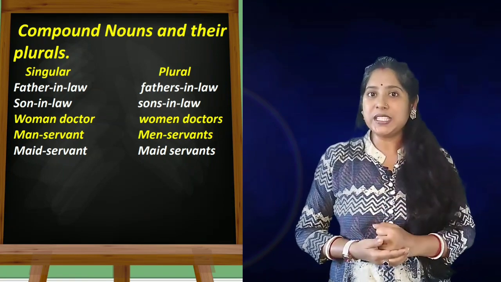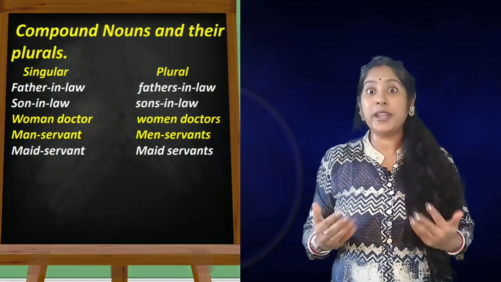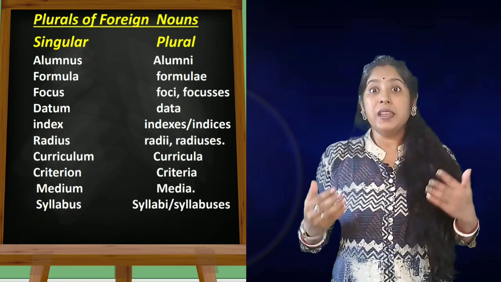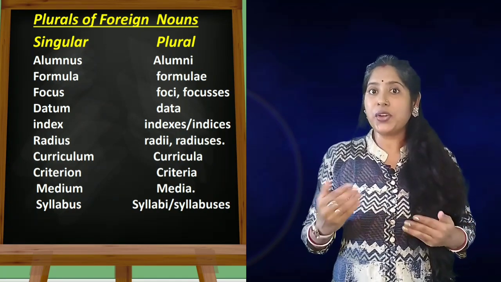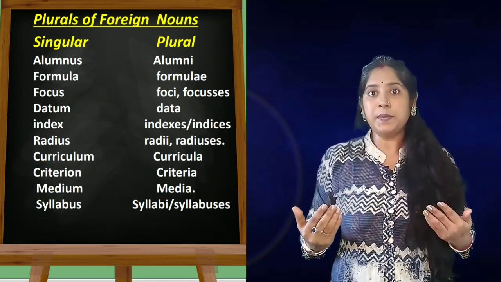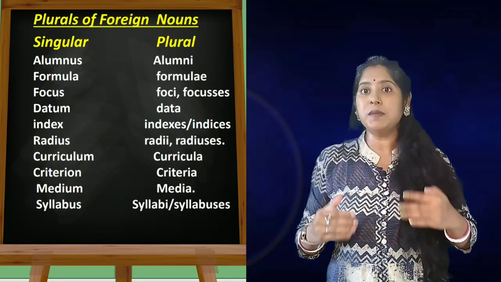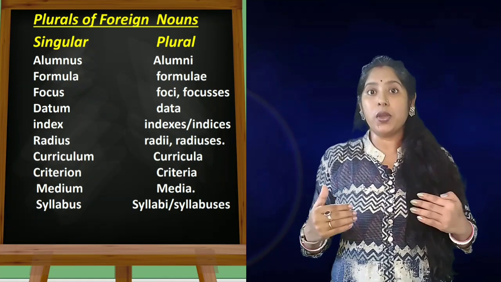Now, let's proceed to the plural forms of foreign nouns. Foreign means these nouns have come either from Latin or Greek languages. For examples, alumnus becomes alumni, formula becomes formulae, and so on.